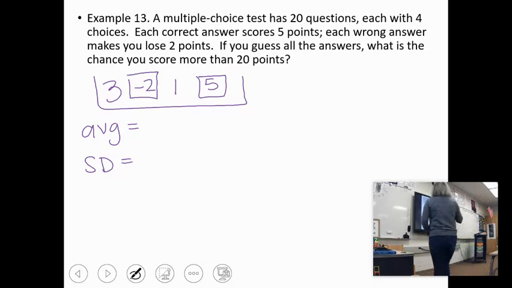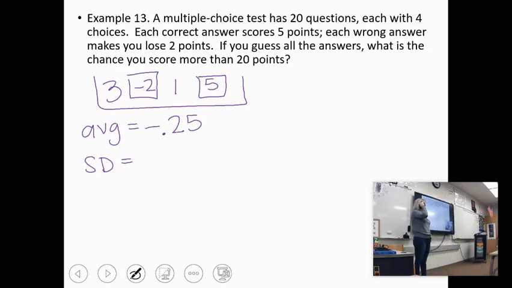Oh, the average is, wait, are you sure that's example 7? Or 8. Sorry, it's 8. 7 was still rolling the die. My bad. I just know it was on that sheet. Okay, what's the SD? 3.03? Okay, so now I want you to answer the question with your partner.